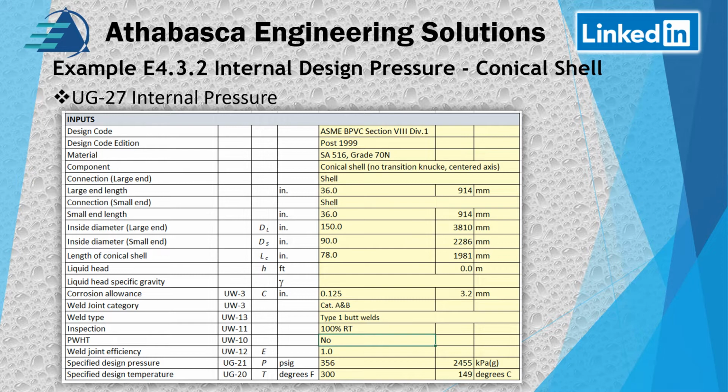There's a deviation from the example because I wanted to touch on the extra reinforcement required. And then we have our corrosion allowance down below. Post-weld heat treatment, no, in this example, and weld efficiency. And we have our pressures and temperatures stated. So now we're ready to continue.